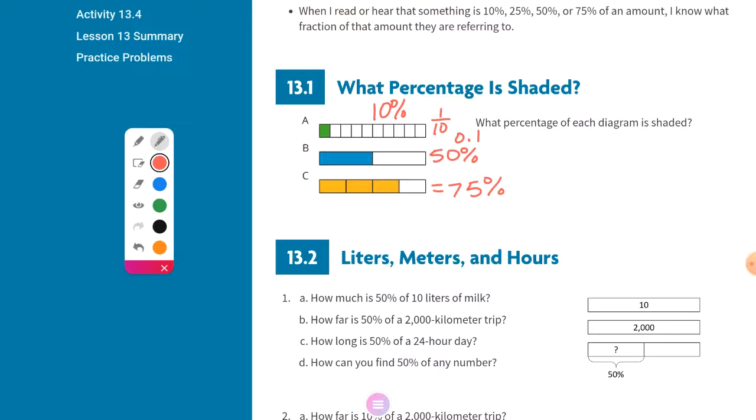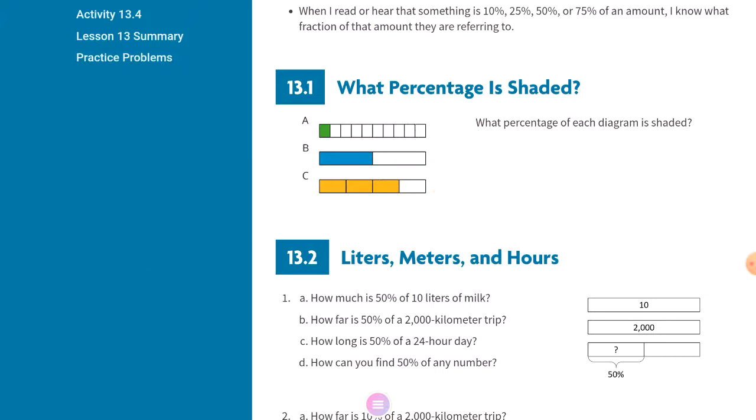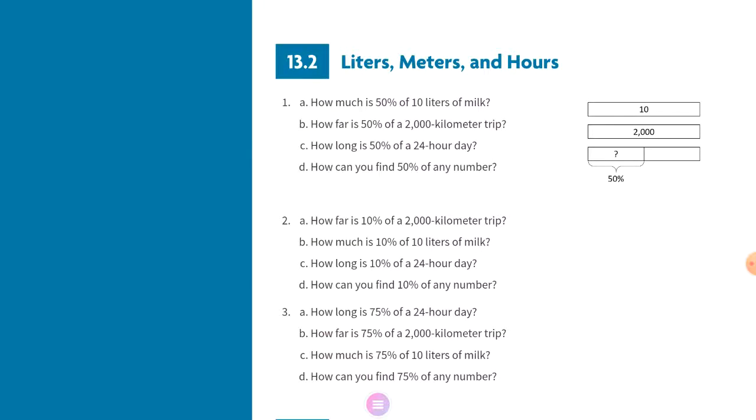Okay, let's go down to 13.2, which for you guys is on the next page. Meters, liters, and hours. How much is 50% of 10 liters of milk? 5. What did you do? Divided by 2, because if we're taking half, we can just divide it by 2. And what they're wanting us to show, if we have to show it, is I have 10 and I'm dividing it in half. What would each of them have to be? 5. So I'm just going to show it here. So that would be 5.